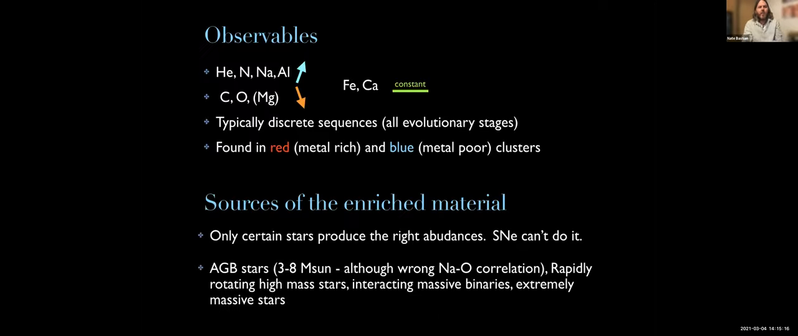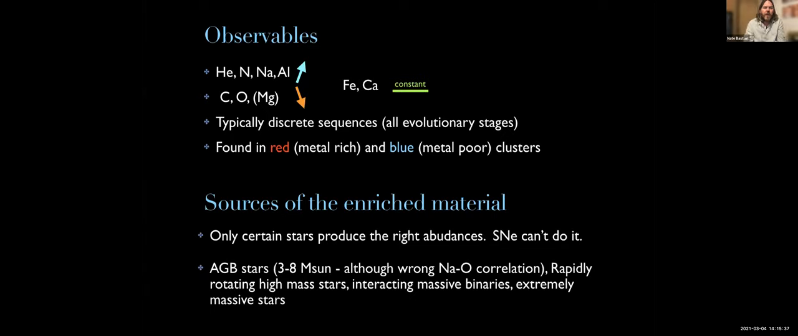So what are the observables that we're trying to explain? Well, we see that certain elements like helium, nitrogen, sodium, and aluminum go up in these so-called second population or anomalous stars, the strange stars. Whereas carbon, oxygen, and sometimes magnesium go down. Heavy elements like iron and calcium remain largely constant.